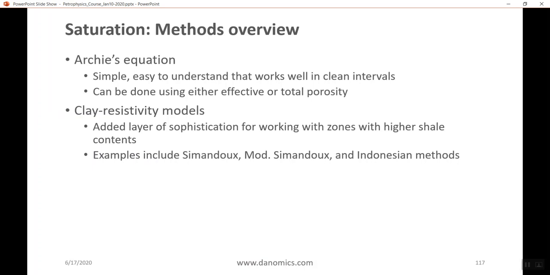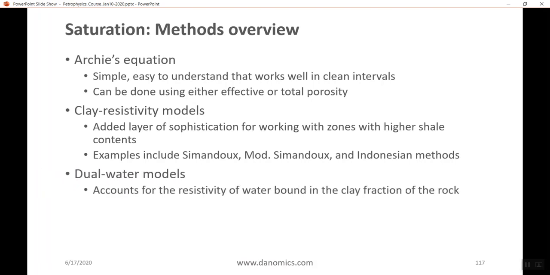We have the clay resistivity models. These are things like Simandoux, modified Simandoux, and the Indonesian methods. These add a layer of sophistication, and they were really designed for working with zones that have a higher shale content. So these methods take into account the fact that shales are often conductive, and so we'll look at the shale resistivity and set that as a parameter in these methods.